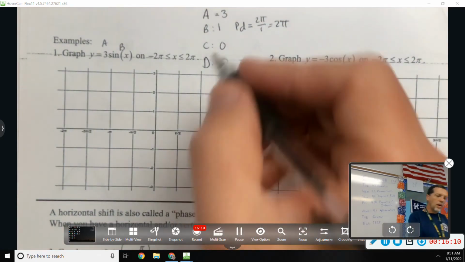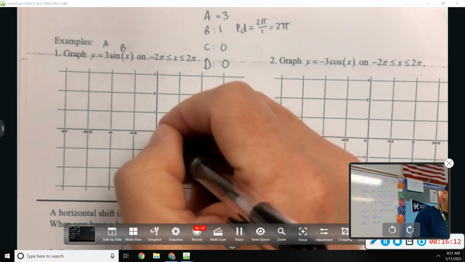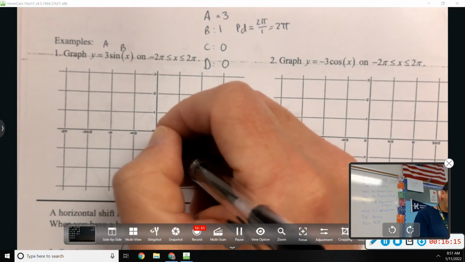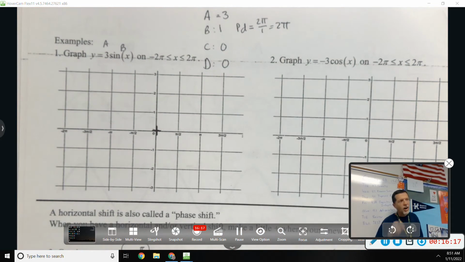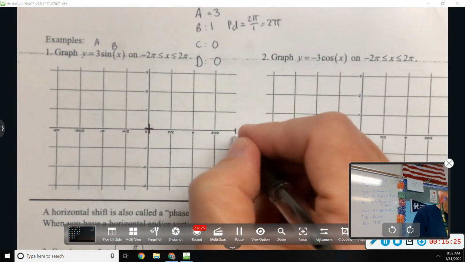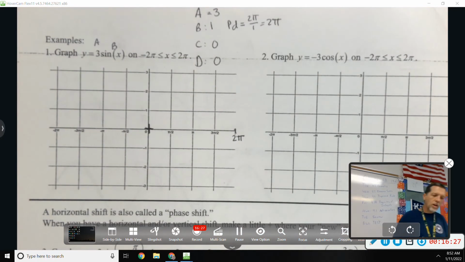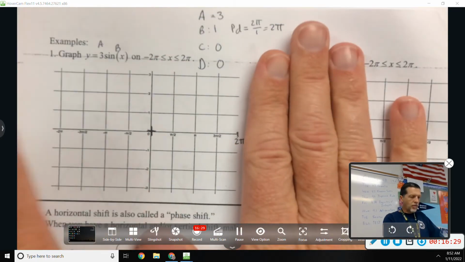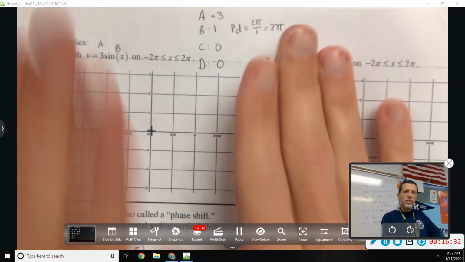So up and down 0, left and right 0. This one's a little bit weird. I usually put a little plus or a little cross at my new origin. This one hasn't gone anywhere, so I don't really have to worry about it. My period is 2 pi. So I know I'll have to fit the sine wave in between 0 and 2 pi.